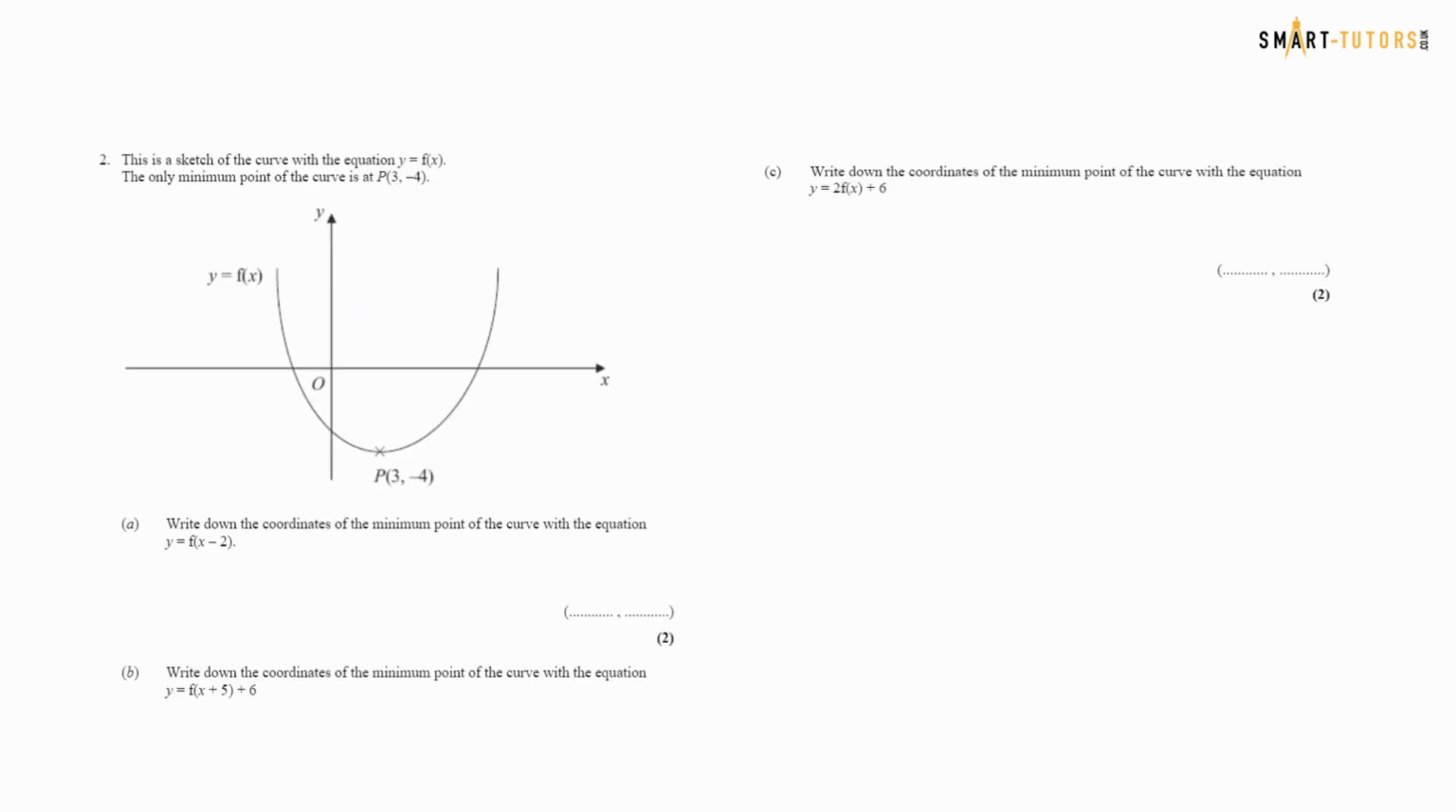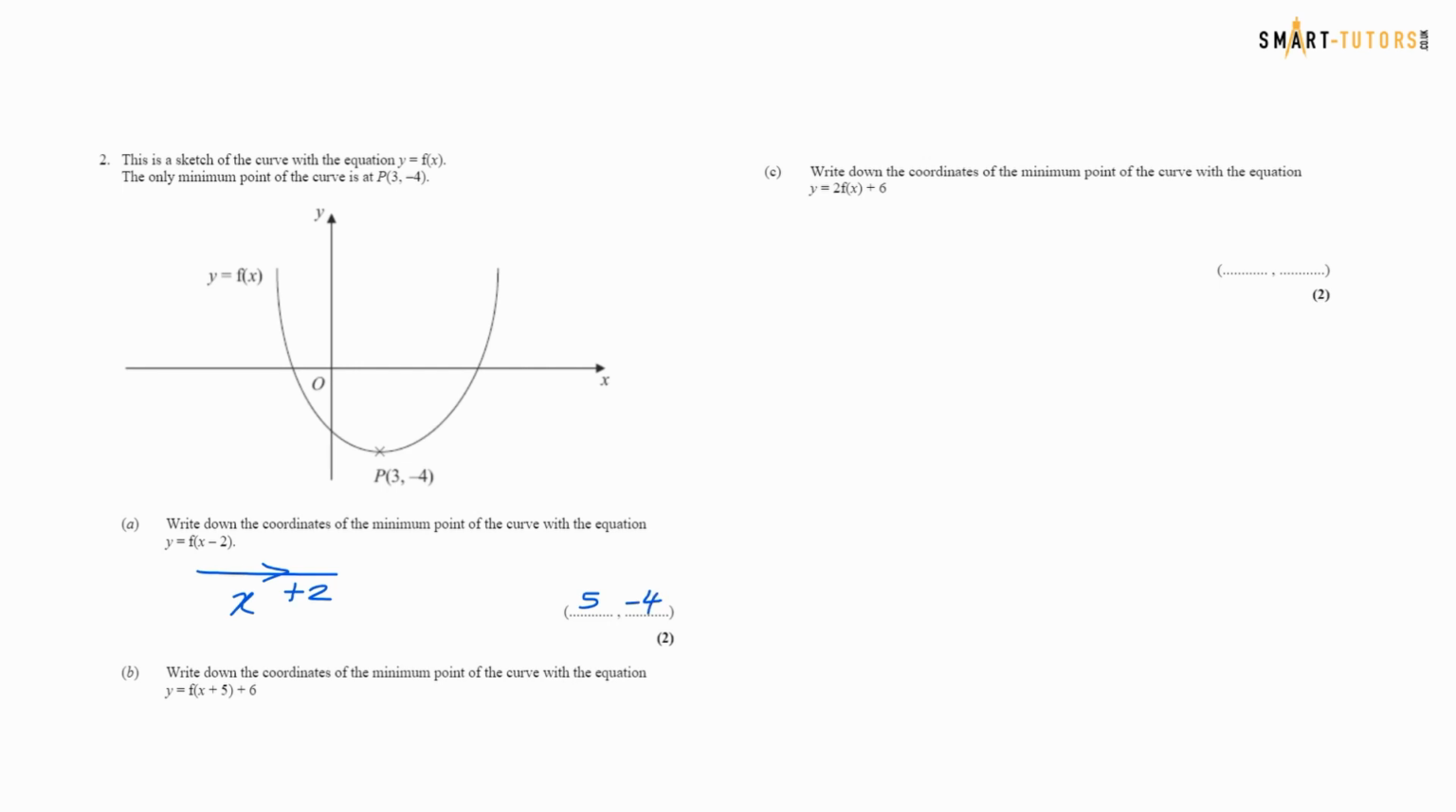Question number 2. This is a sketch of the curve with the equation y equal f(x). The only minimum point of the curve is P equal minus 3, minus 4. Write down the coordinates of the minimum point of the curve with the equation f(x minus 2). X minus 2 means it's moving right hand side by 2 units. So the x coordinate is going to be added with plus 2. So minus 3 plus 2 is what? Minus 1, minus 4.